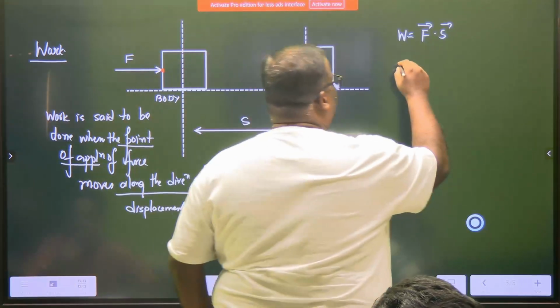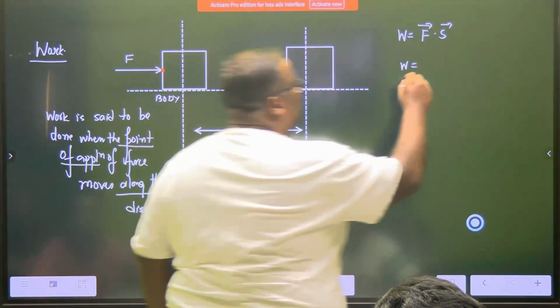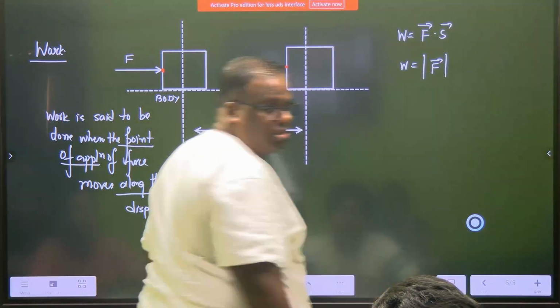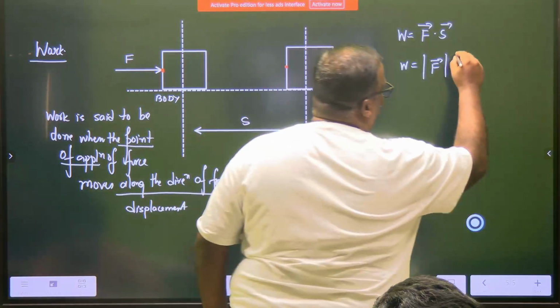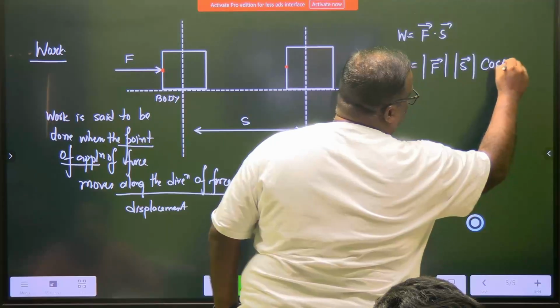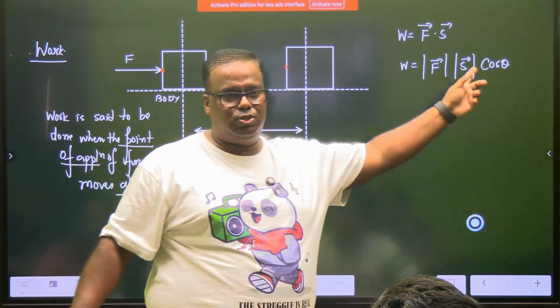Let us go by mathematics and try to solve the value of work. Work will only have a magnitude. What is the magnitude of work? Whatever is the magnitude of force, no direction, no plus, no minus, only value, multiplied by whatever is the magnitude of displacement multiplied by cos theta. Now what is theta? Theta is the angle between these two vectors.